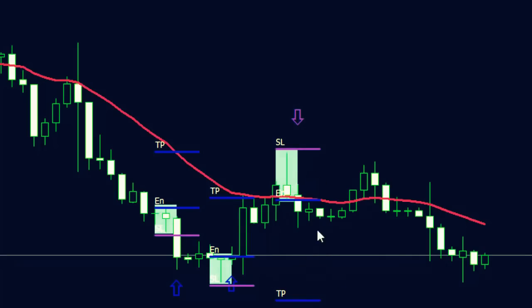It's up to you what the risk-reward ratio is, but for the beginning we recommend you have a 1 to 1 risk-reward ratio to see how it works.